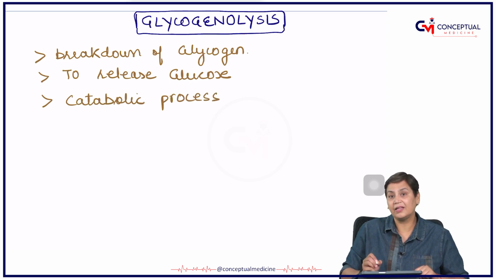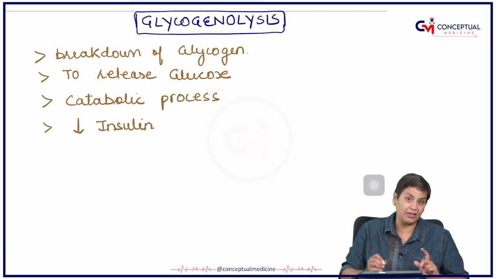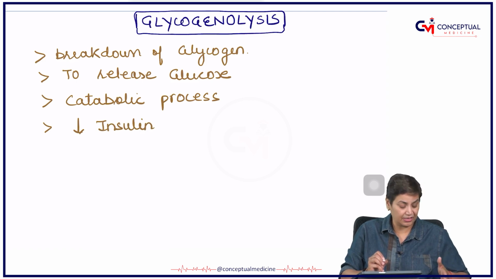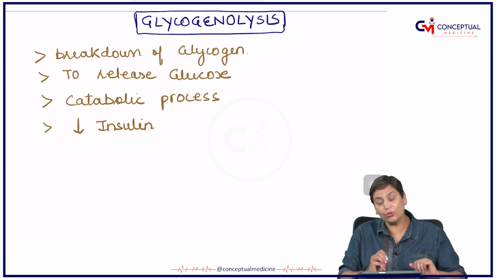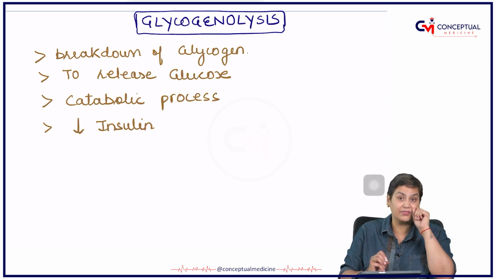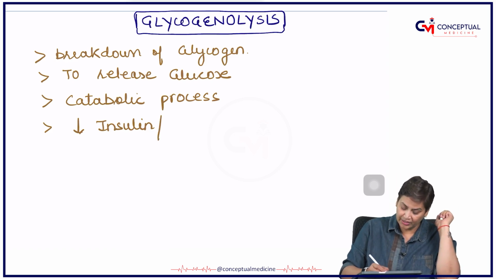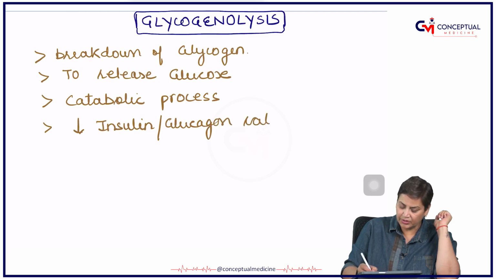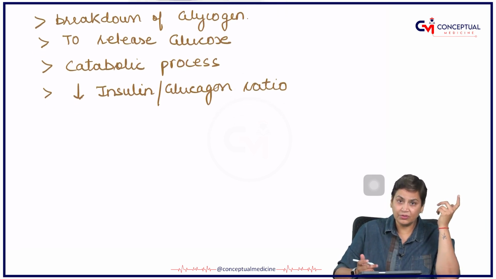Most important thing, it will be favored by low insulin to glucagon ratio. See, everything is in parallel. Glycogenesis is like this, so glycogenolysis is like this. If glycogenesis is occurring, there is no question of glycogenolysis and vice versa. So if glycogenolysis will occur, there will be no question of glycogenesis. So decreased insulin to glucagon ratio is there. Very important, right?